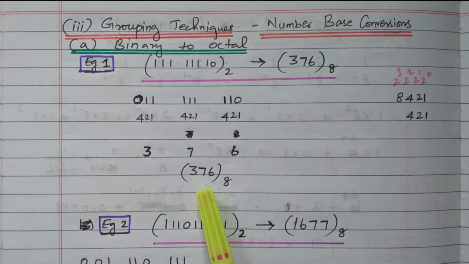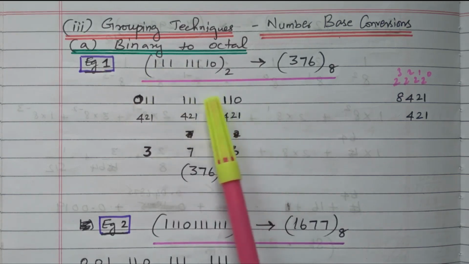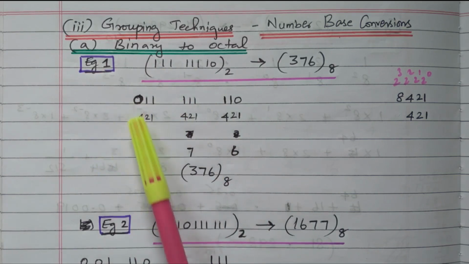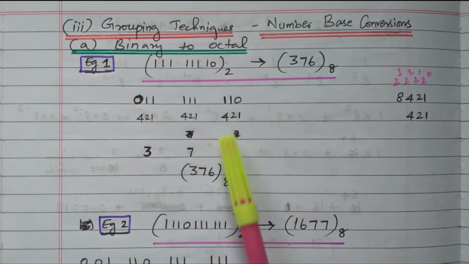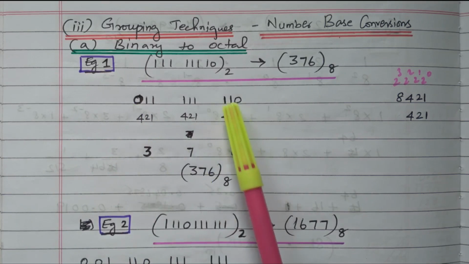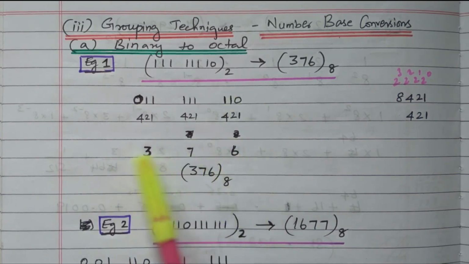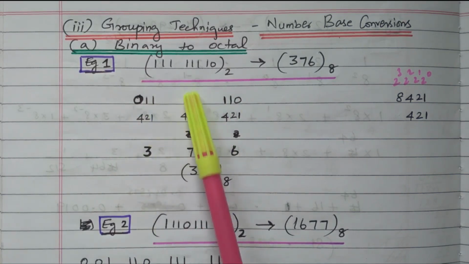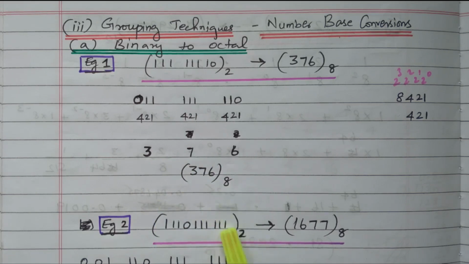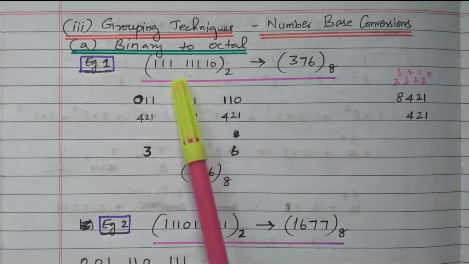How are we doing this? The binary number is grouped into 3 digits. If there is a shortage, we need to add 0. Then the weightage is written based on the binary value 1 or 0. These weightages are added and written separately. This one is done separately, that one done separately. Then combine together: 376 base 8. This is the octal equivalent of the given binary number.